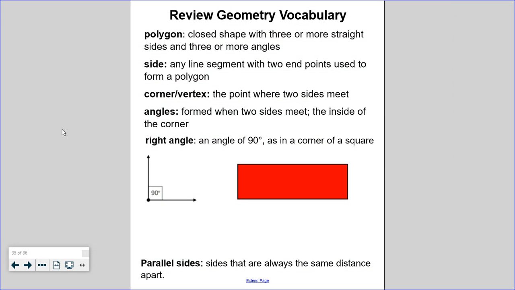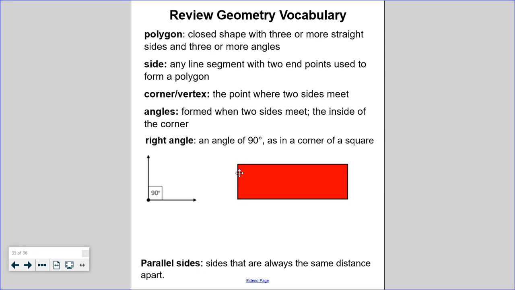So let's review some of that geometric vocabulary. Polygon is a closed shape with three or more straight sides and three or more angles. A side is any line segment with two endpoints that's used to form a polygon. So if you look at this red rectangle here, these are the sides. Now, where the sides come together is called a corner or a vertex. It's this point right here where the two sides meet.